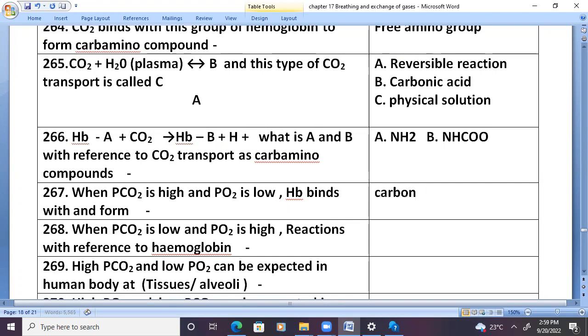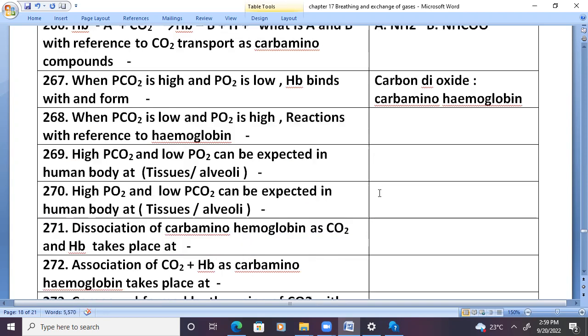Next, when PCO2 is high and PO2 is low, Hb binds with carbon dioxide and forms carbamino hemoglobin. PCO2 is high means that it binds with carbon dioxide, and that will happen at tissues generally. When PCO2 is low and PO2 is high, reactions with reference to hemoglobin.